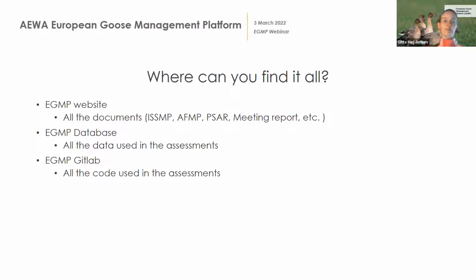Oh, there was one more, because an important output of all of this is also that we want to be as transparent as possible. So first of all, you can find all our documents on the EGMP website. And on the EGMP website, there is a link to the EGMP database where all our data is available, or is going to be available, because we have to make agreements with those providing the data. So some is there, some is not there, but hopefully will be in the future. And from the database, there's a further link to the EGMP Gitte, and that's where we will present all the code that we use during the assessment.